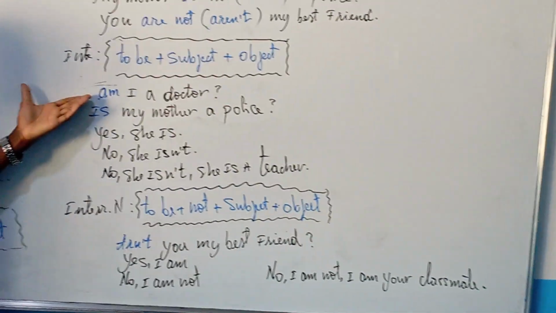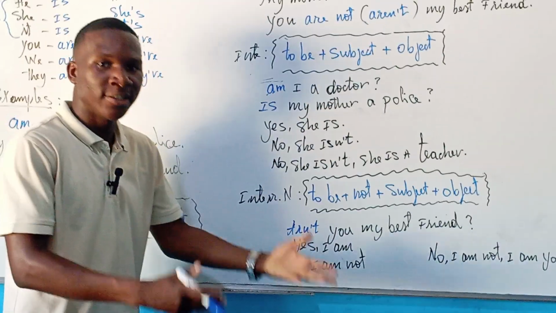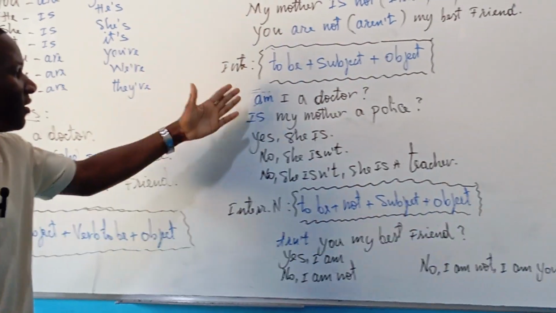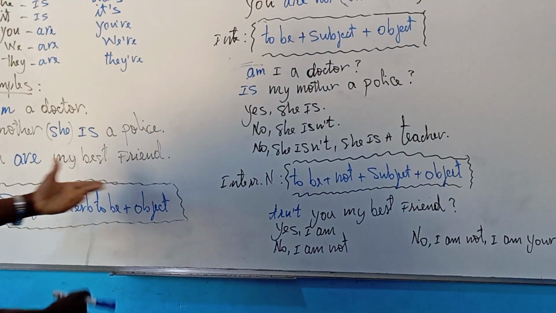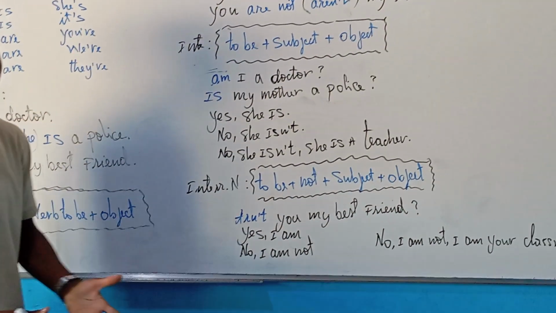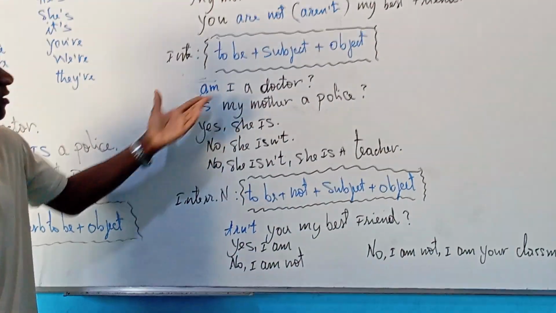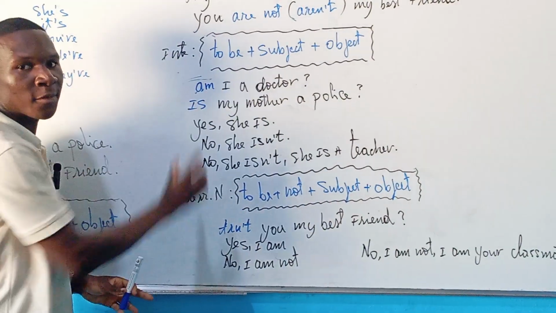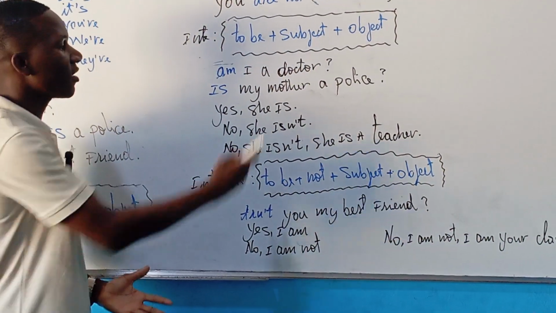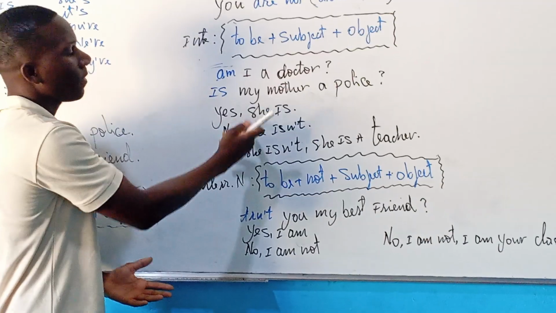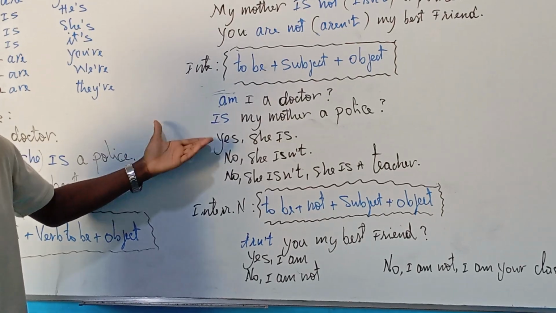We can see here, we started with verb to be. Am I a doctor? Guys, we are doing this according to our first examples here in affirmative form. Am I a doctor? I'm asking myself if I am a doctor. As you can see, we started with verb to be, conjugated according to the subject. What is our subject? Our subject is I. Am I a doctor?